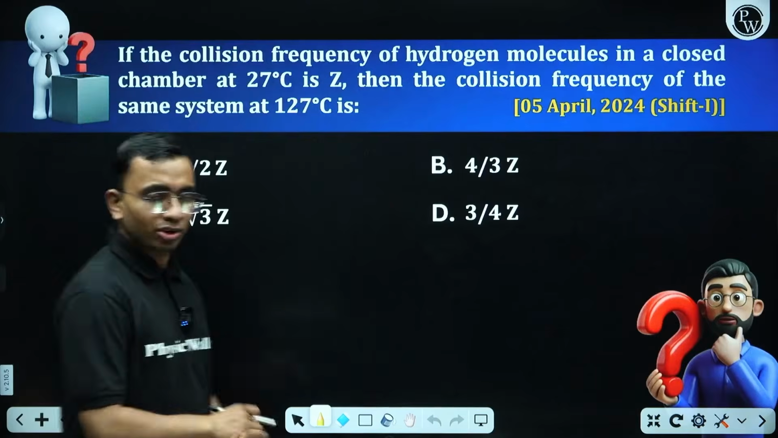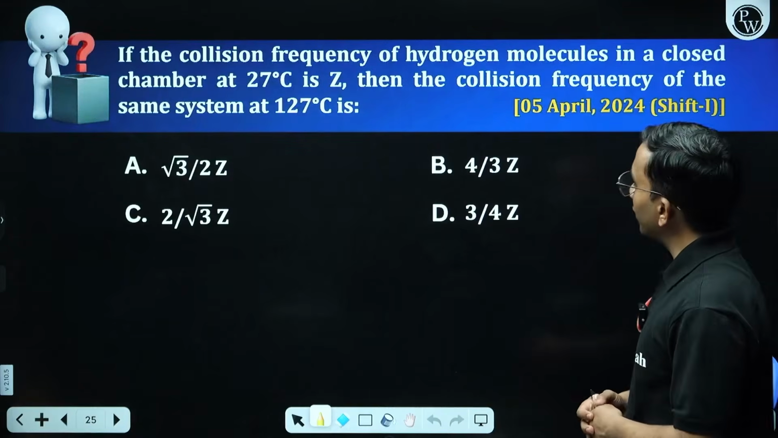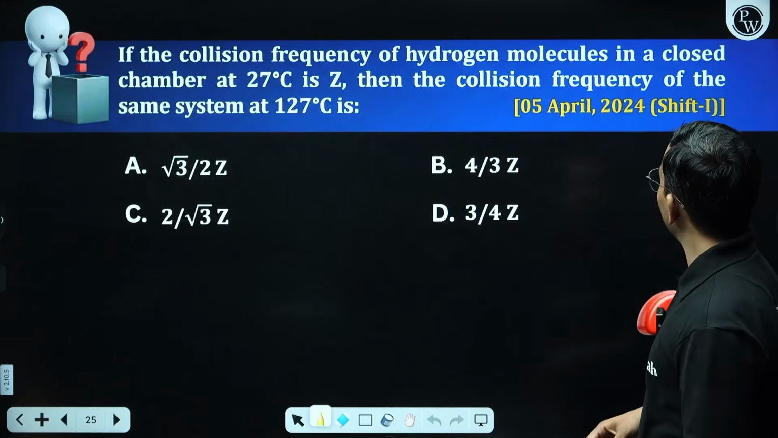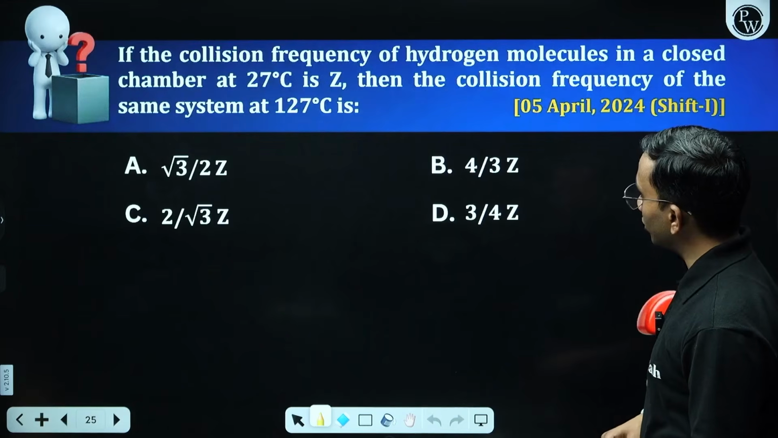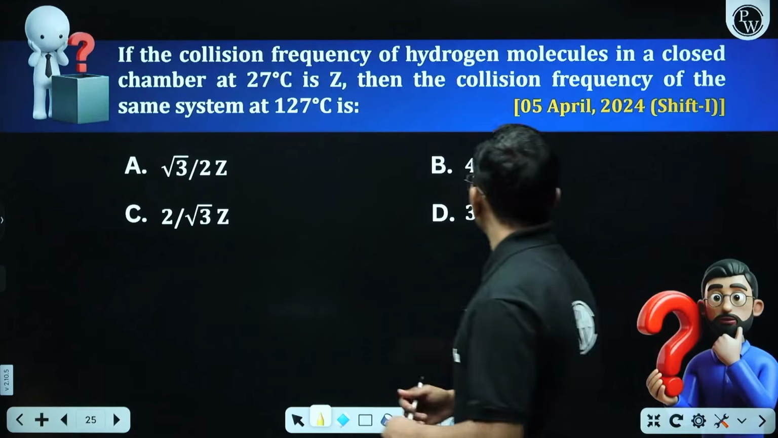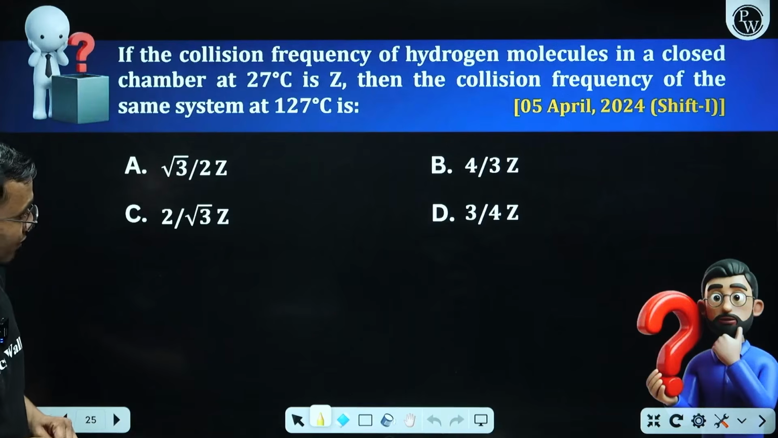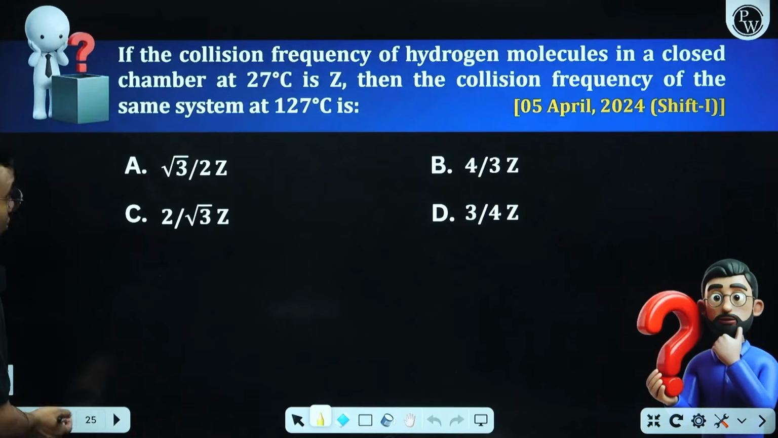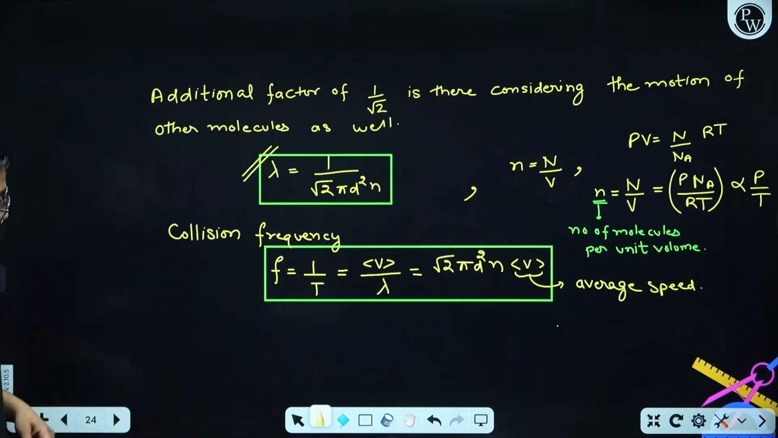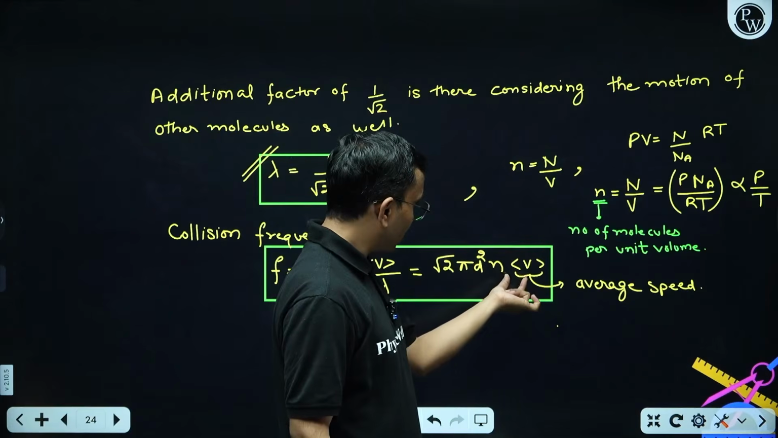Coming to some questions on this. Let us read it out. If the collision frequency of hydrogen molecules in a closed chamber at 27 degrees Celsius is Z, then the collision frequency of the system at 127 degrees Celsius is. So here the temperature is changing. How will the collision frequency change? This is my collision frequency, and here we have the average speed.